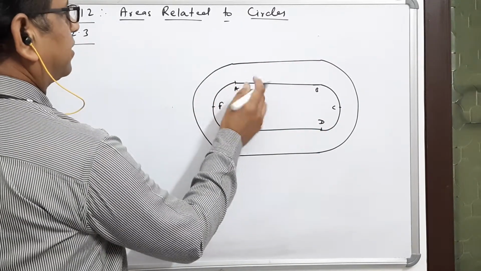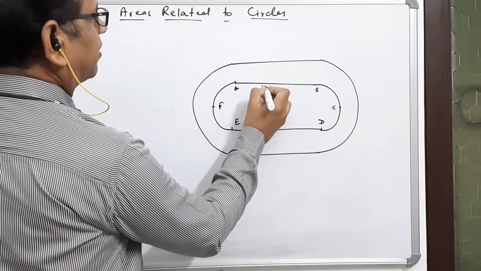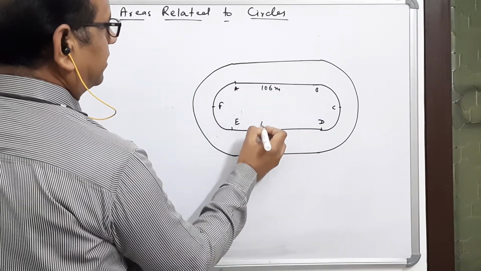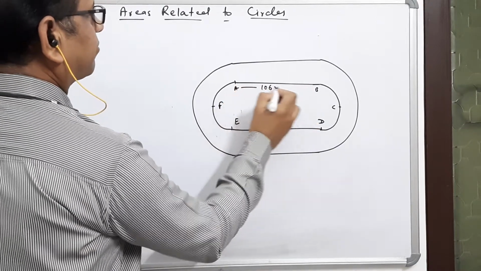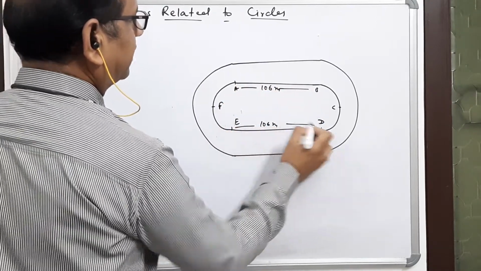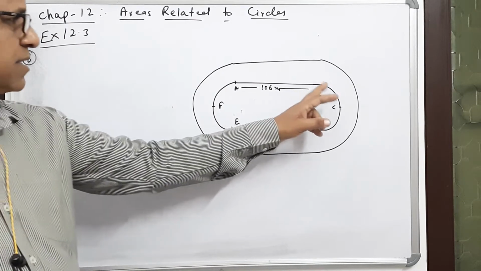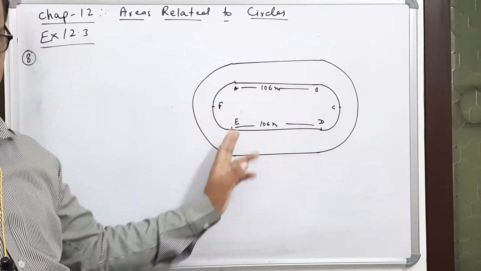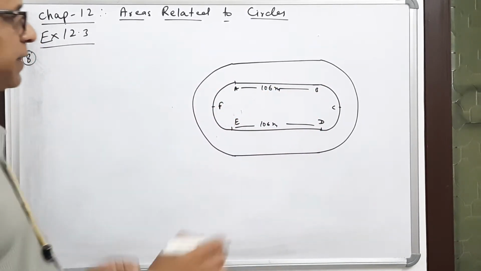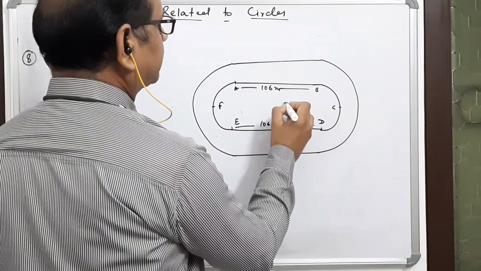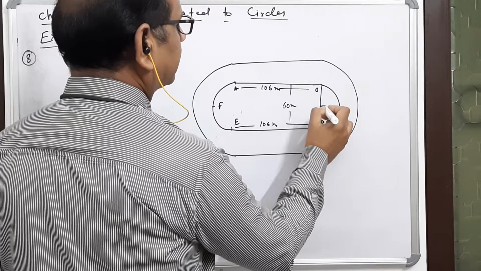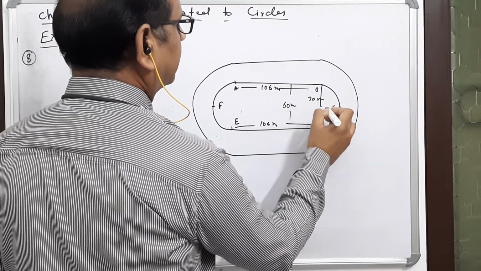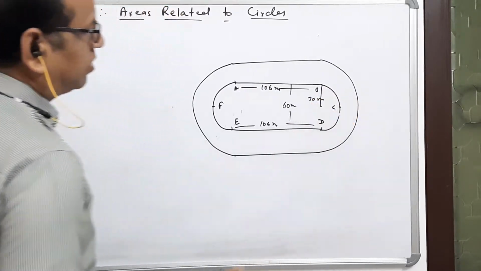If I start from here, this straight length is given as 106 meter, and this side also 106 meter. That is this AB part from here to here, and this ED part. Then there is a semicircle joining here. This curve is a semicircle and the diameter of this part is 60 meter. So from here this radius will be 30 meter this way.